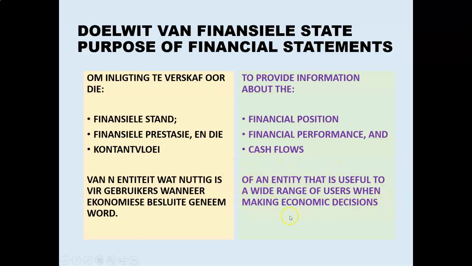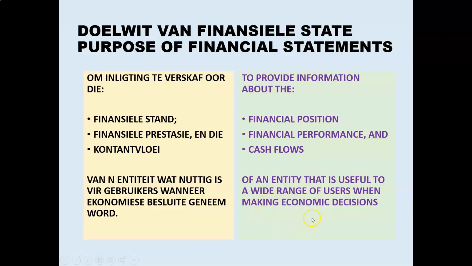Now, this last part of the sentence is also a very important part of the sentence. First thing is, who are the users of the financial statements? And we know that there are a lot of users. We have the receiver of revenue, we have banks, we have other providers of loan finance, we have creditors. Well, the shareholders of an entity itself use the financial statements in order to see whether this entity has been well managed or not.